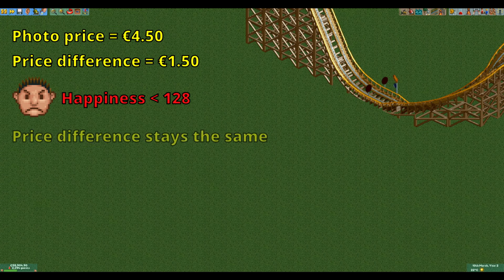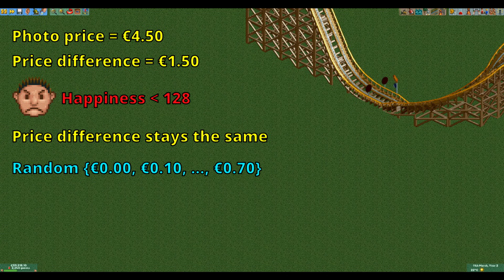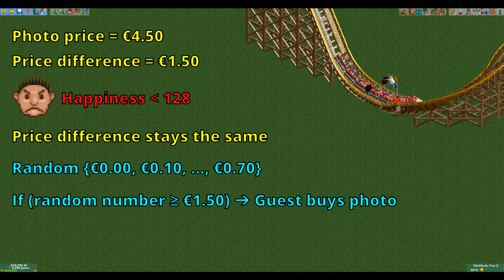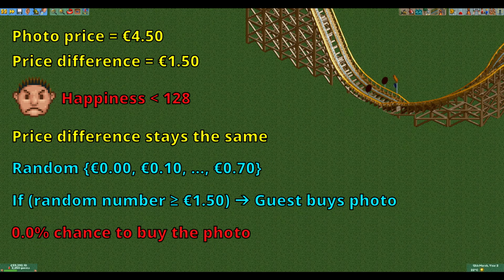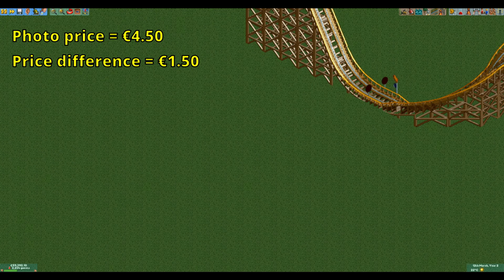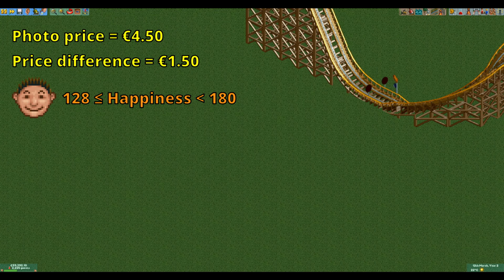This means that the difference of 150 between the base value and the actual price will stay at 150. Now a random interval of 10 cents between 0 and 70 cents is generated. Since even the max of 70 cents is well below the difference of 150, the angry guest will never buy the photo. Let's now see what happens if the guest is decently happy and has a happiness value between 128 and 180.